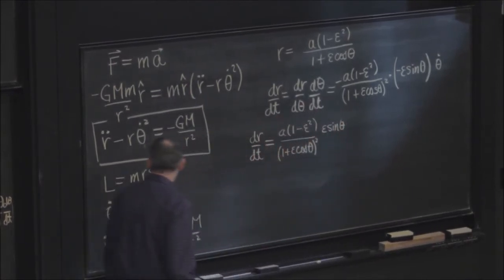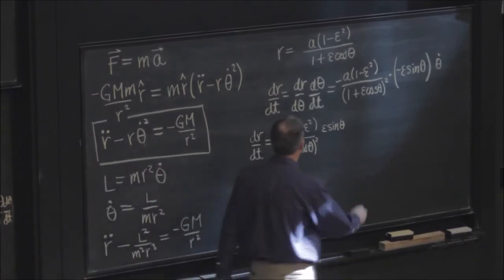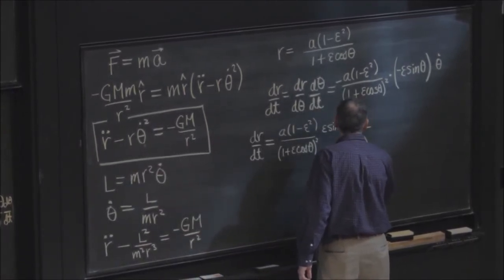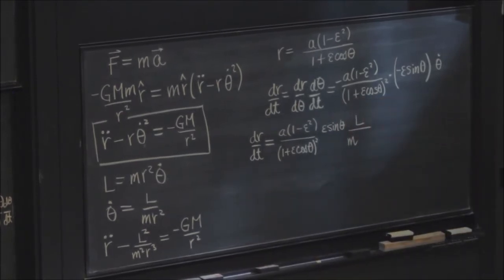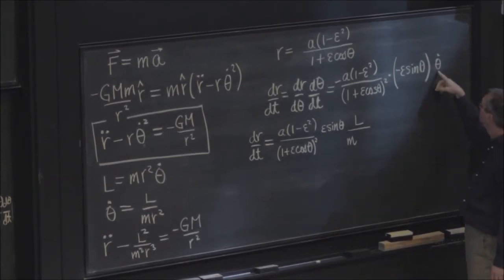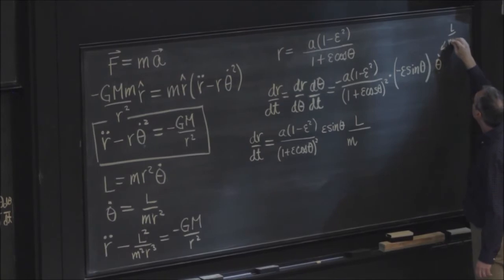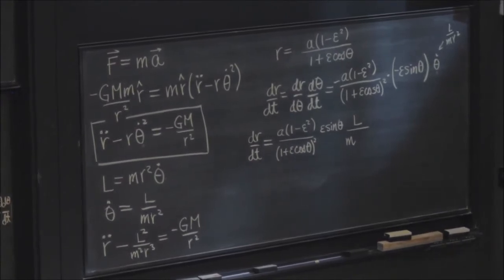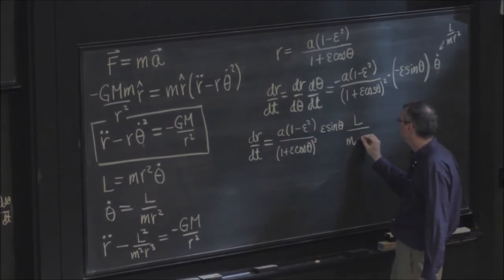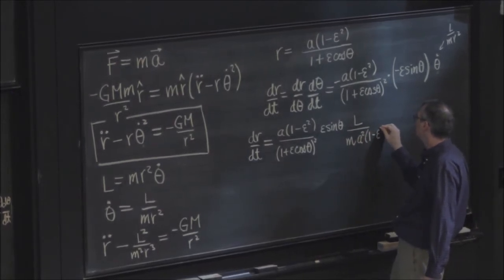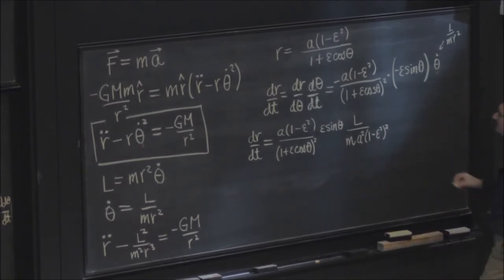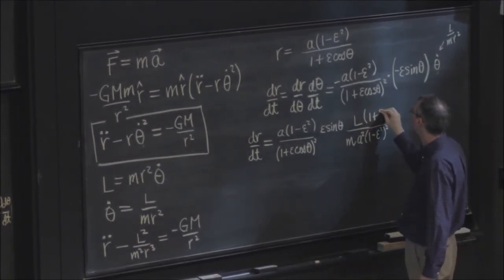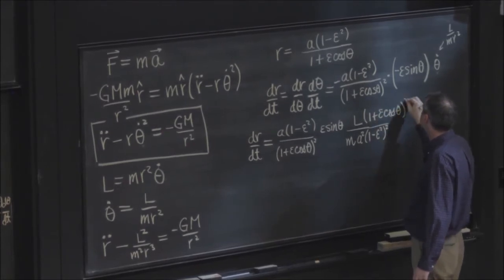And now theta dot was L over m, and now I get to write r squared in the bottom. Do you see what we're doing here? Theta dot is going to get replaced by L over m r squared. But I don't want to write r. I want to use what I know about r, because it's going to kill a lot of stuff. So I want to put r squared down here. That means a squared, 1 minus epsilon squared squared in the bottom. And on the top, 1 plus epsilon cosine theta squared.